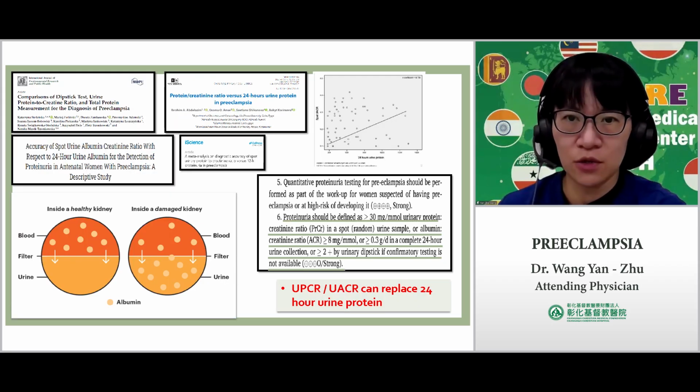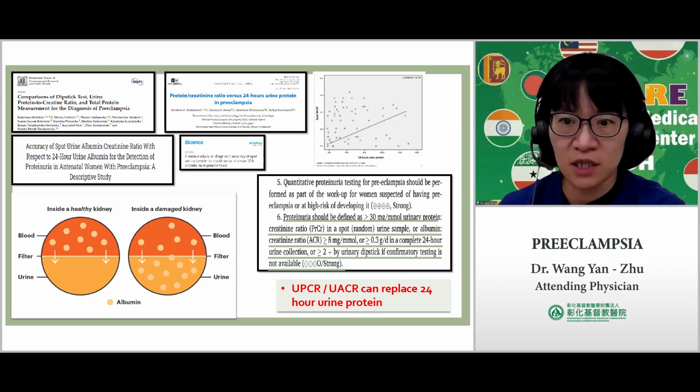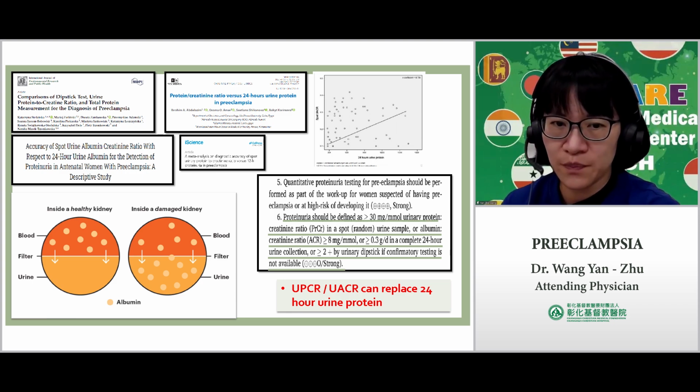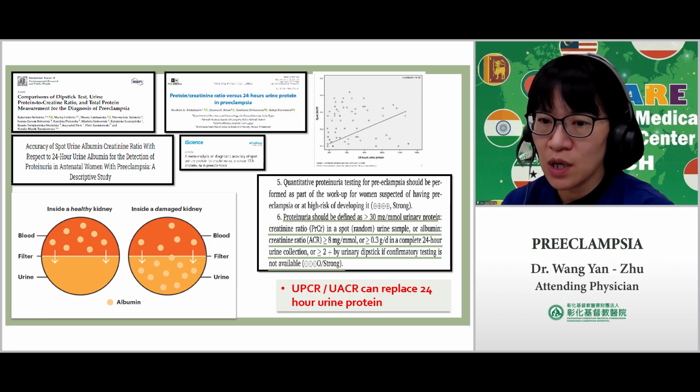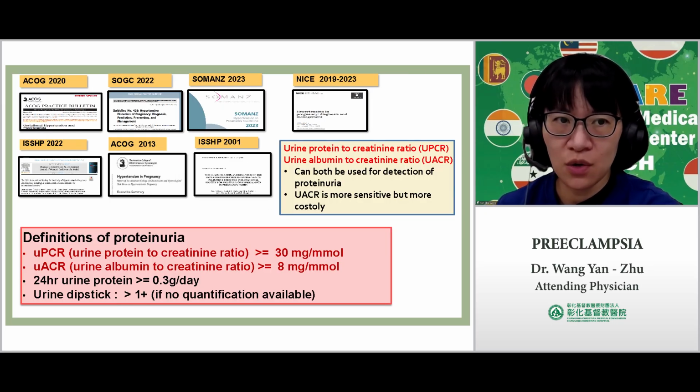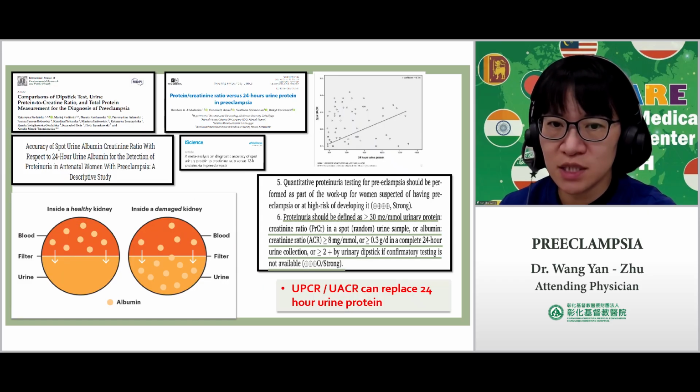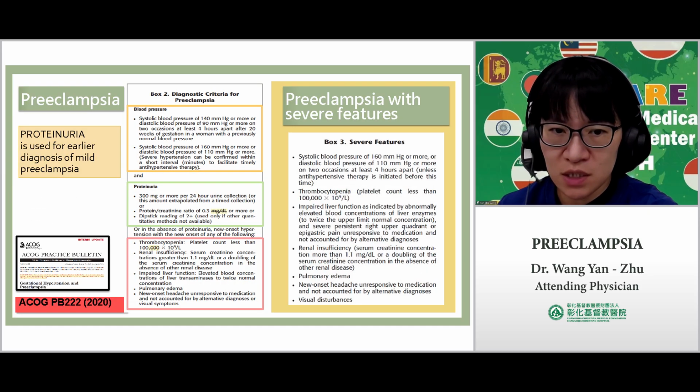Okay, so we can also look up all the evidence, all the guidelines, and all the papers. Because of kidney damage, the patient can develop proteinuria. Aside from protein, we can also use albumin. In these guidelines, they suggest we can use the protein to creatinine ratio, and also the albumin to creatinine ratio, to detect urine protein to replace the 24-hour urine protein. So no matter if you look into the ACOG or NICE guideline or all the guidelines above, we can see in their tables, they have all these things inside.